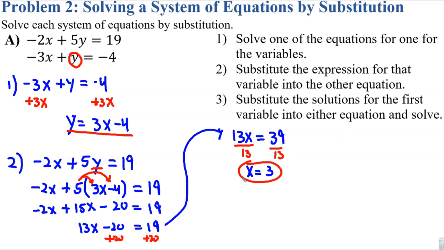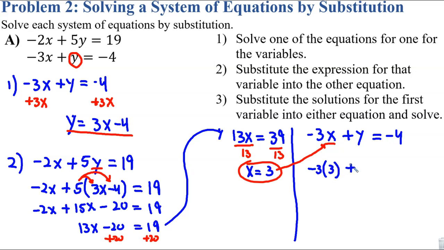So here I can take this x and substitute it into either of these other two equations. Basically what I want to do is pick the one that looks the simplest. So let's go with the bottom one. It's got the smaller numbers. The 3x plus y equals negative 4. And instead of saying 3x, I'm going to substitute this x equals 3 in. So that'll leave me with 3 times 3 plus y equals negative 4.